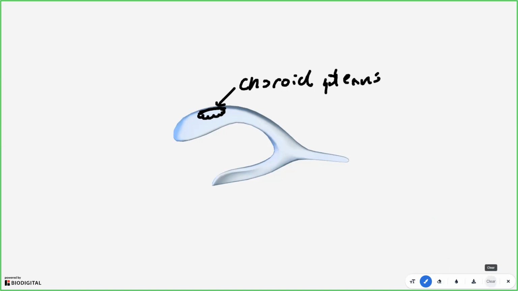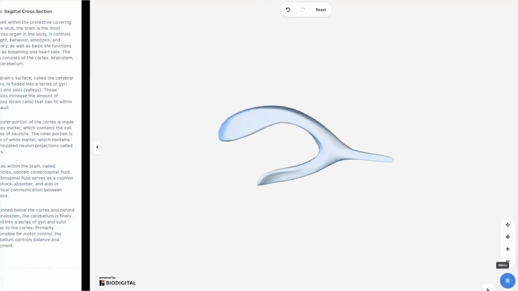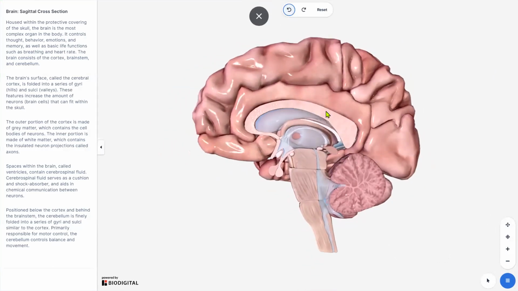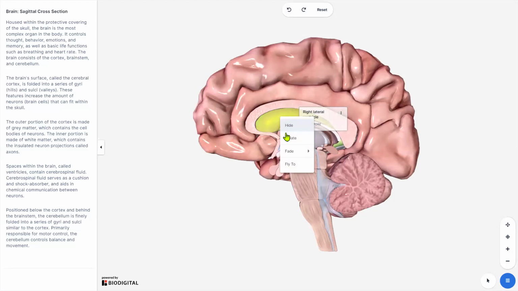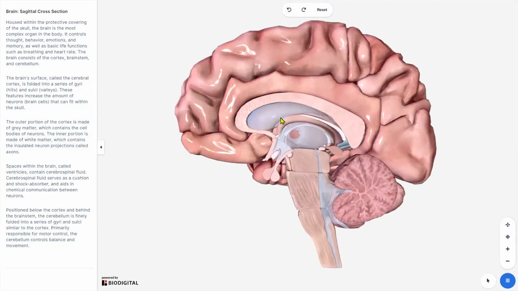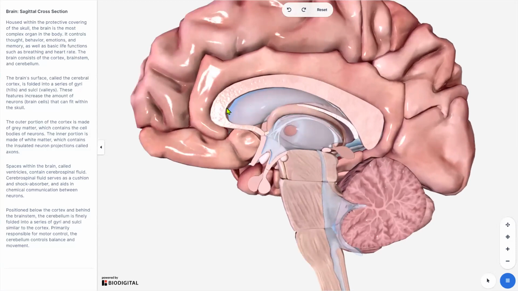Let's see if I can go back. There we go. Here, the lateral ventricle. Remember, it is a much bigger structure, but you can only see a little bit of it. Once you make the CSF, it will fill up this lateral ventricle. You have two lateral ventricles, one in the right hemisphere, one in the left hemisphere.